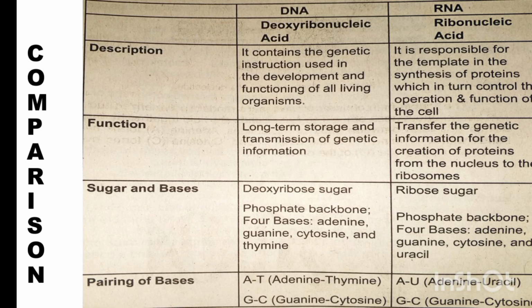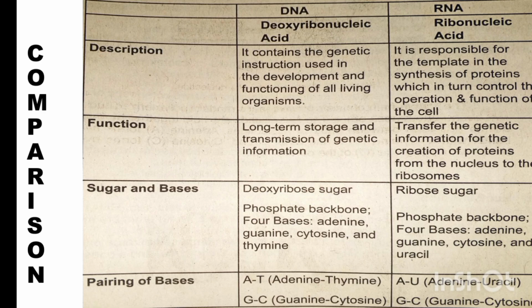So now let's compare DNA and RNA. DNA stands for deoxyribonucleic acid, while RNA stands for ribonucleic acid. The description of DNA: it contains the genetic instruction used in the development and function of all living organisms, while RNA is responsible for the template and synthesis of proteins, which in turn control the operation and function of the cell. The function of DNA: long-term storage and transmission of the genetic information, while RNA transfers the genetic information for the creation of proteins from the nucleus to the ribosomes.